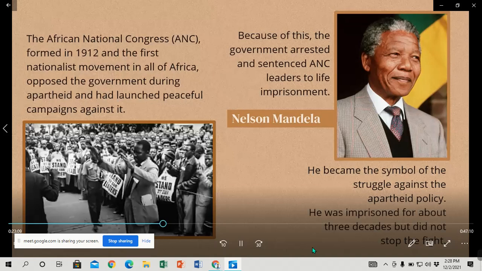Of course, Nelson Mandela and the ANC had a big following, so they had to continue to fight. And also Nelson Mandela, being a figure or a symbol of hope and resistance against this cruel government, needed to take some action too. He did not stop the fight.